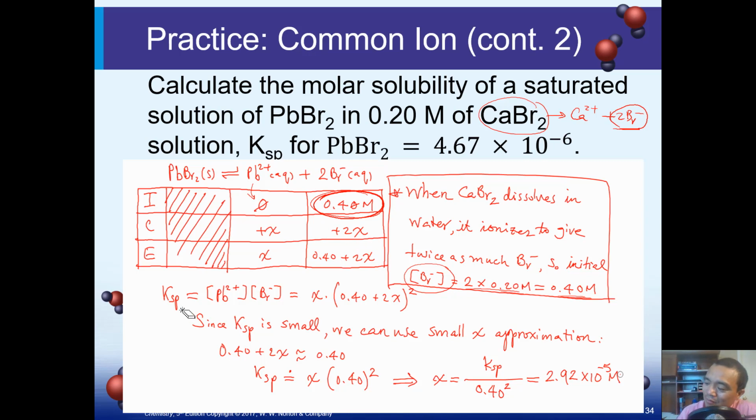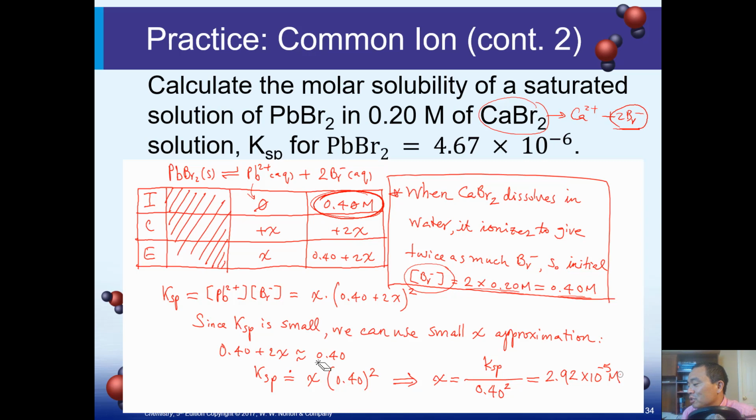Okay, now you solve for this KSP expression. So you substitute the equilibrium concentrations in. This gives you KSP equals x times (0.40 plus 2x) squared. As you notice, the KSP over here is very, very small. So we can use the small x approximation, which means 0.40 plus this 2x, because the reaction will barely go to the right side. So 2x compared to the initial 0.40 is small.